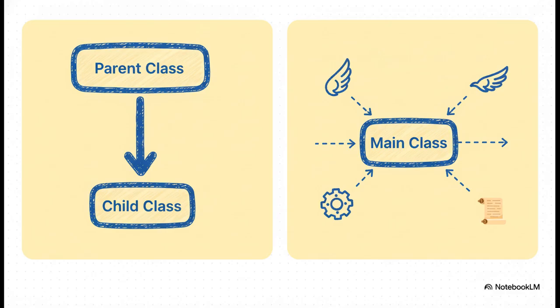An interface, though, that's about a can-do relationship. It's a pure promise. It says, hey, this class can do this specific thing. And a single class can make lots of different promises by implementing many interfaces.